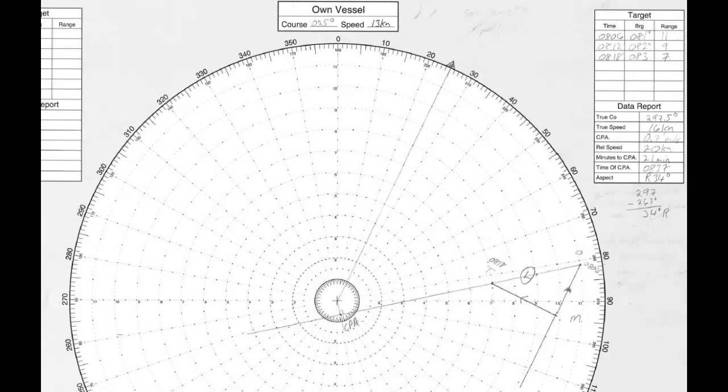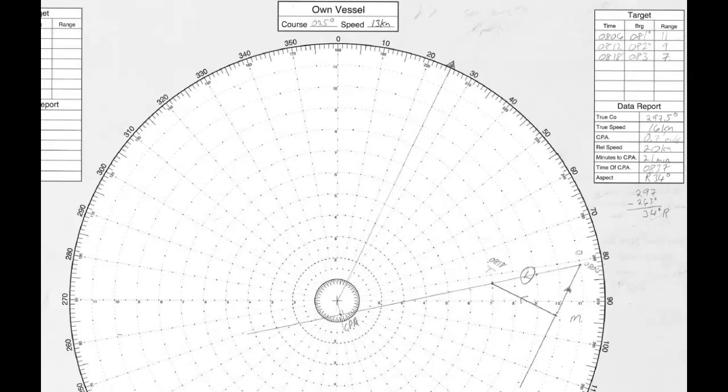In this screencast, I am demonstrating the use of a radar plot to find the new course to steer after a delay, and then finding the time to resume the original course steered. In this example, own ship has a course of 025 degrees true and a speed of 13 knots.